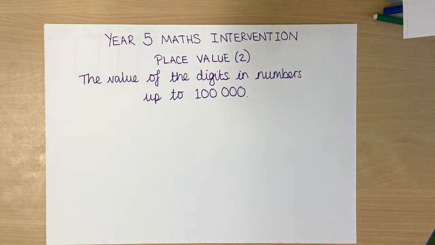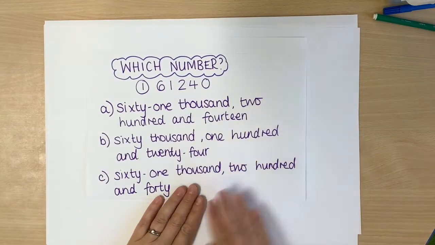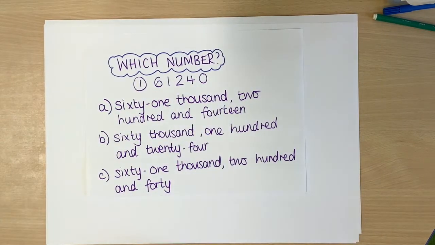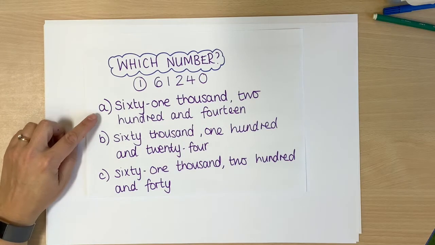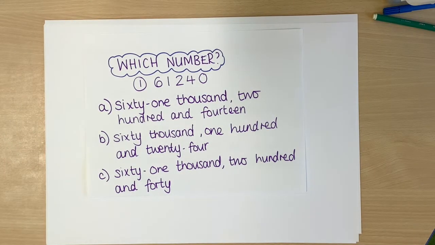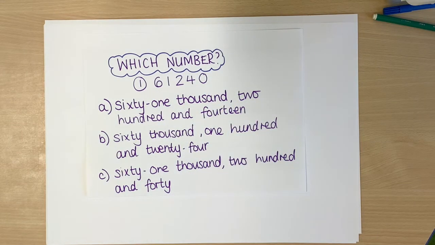Hi, today is our second maths intervention on place value. Before we talk about what we're going to do today, just a little recap from last time. We were talking about reading and writing numbers. So I've got a little quiz for you there. So here's a number. I would like you to read each of these. Then we'll read them through together. Then we'll decide which one tells me that number there. So pause and have a little look.